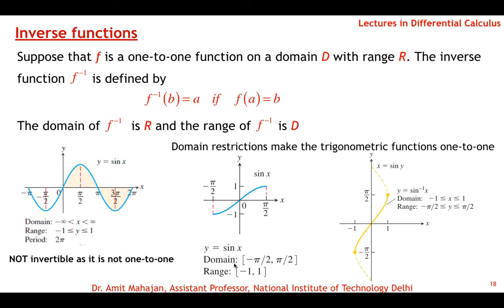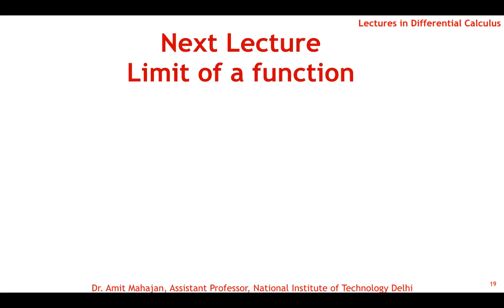The domain becomes range, so this range is minus pi by 2 to pi by 2, and range becomes domain, so domain is minus 1 to 1. So in this restricted domain minus 1 to 1, or in this minus pi by 2 to pi by 2, the sine x function is invertible. So for inverse of functions, you have to make sure that the function is one to one. And if it is not, then you can restrict the domain, and in the restricted domain you can invert the function. So this is all about functions, and in the next lecture we'll talk about the limit of a function of one variable.